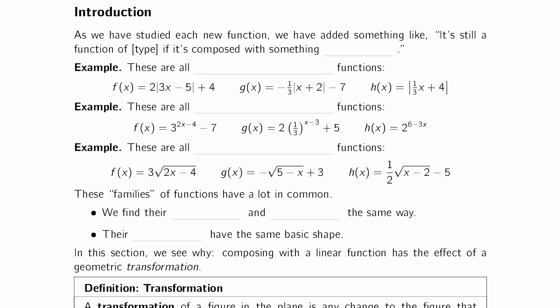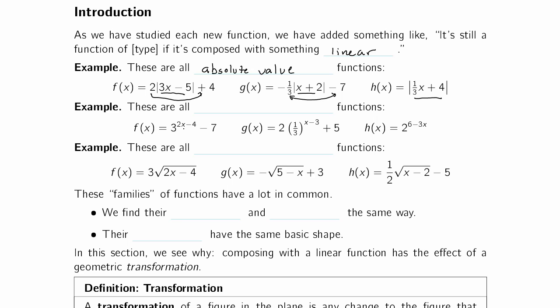As we've studied each new type of function all semester long, we've added something like, it's still a function of this type if it's composed with something linear. So for example, here we have an absolute value with something linear happening inside and something linear happening outside. Something linear happening inside, something linear happening outside. This one just has something linear happening inside, and then outside nothing's happening. But these are all absolute value functions.